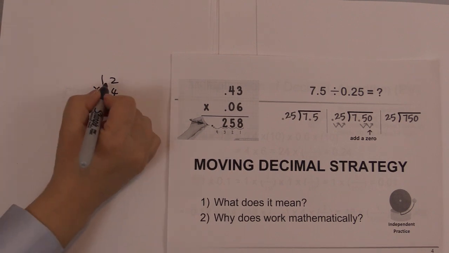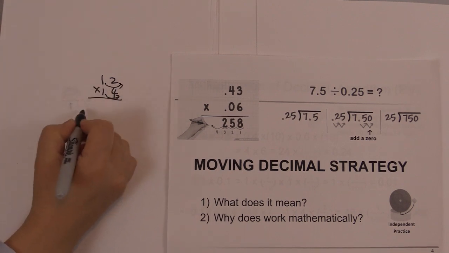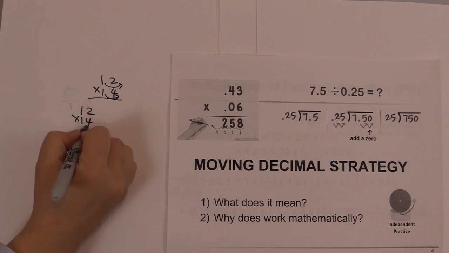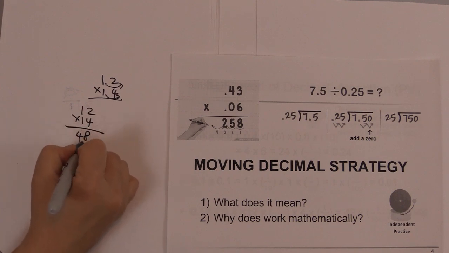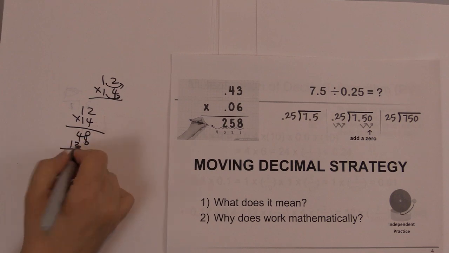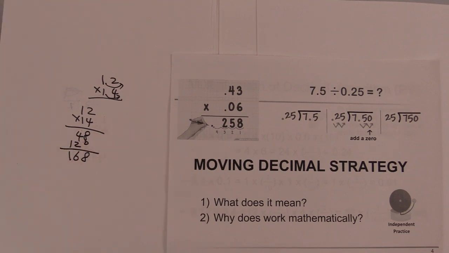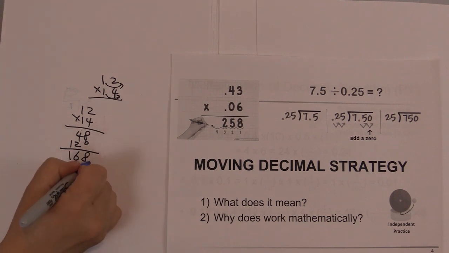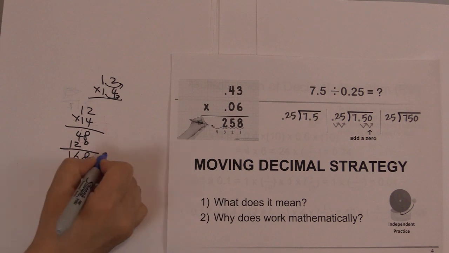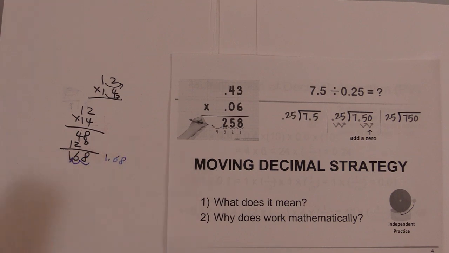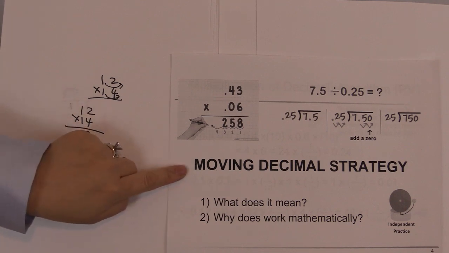A lot of them move the decimal like this, and you do 12 times 14, which is 168. And what do we do next? Because I used the moving decimal strategy there, I'm going to move the decimals back into place like this. So my answer is 1 and 68/100. This is what we probably use. We call it the moving decimal strategy.